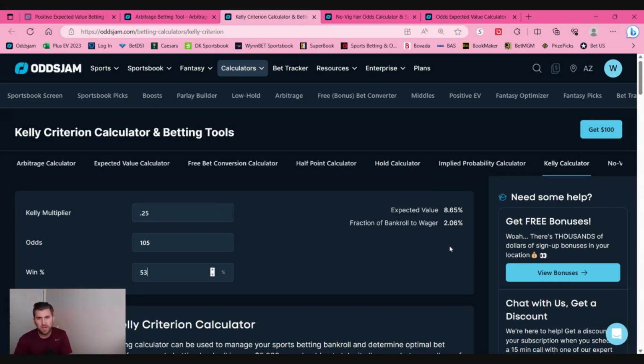So if you use the Kelly criterion, this is how, when you use the low holds page and the arbitrage page, all you need to do is figure out the odds that you're getting and then the true no-vig fair odds win percentage. Plug that in here and it will tell you exactly the percentage of your bankroll that you should be wagering on this particular play. That's the video, guys.